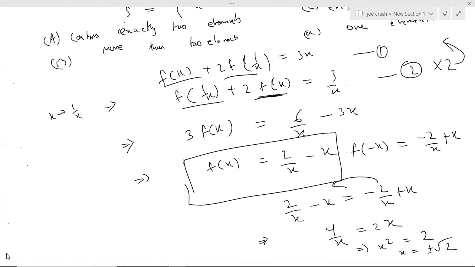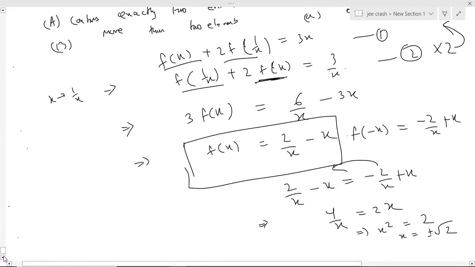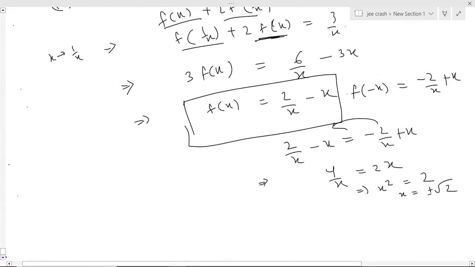Aditya, is it clear? Yes, sir. Okay, so x has 2 solutions. So S has also exactly 2 elements. I hope there is no confusion. So just read the question carefully, solve all the steps, and you'll get the answer. One more question.